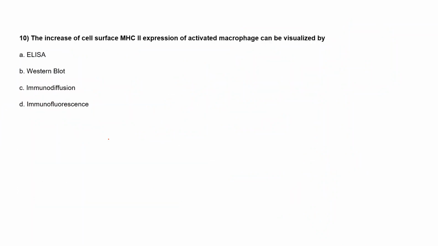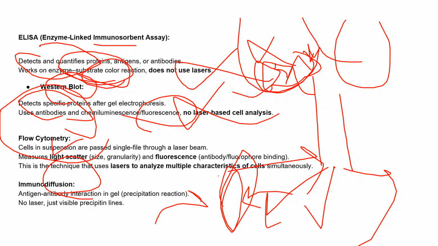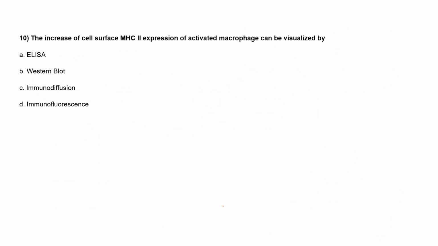And the last one is immunodiffusion. In the previous slide we showed that it's done in a gel, right? We don't need any lasers. It's in the gels and they just move towards each other, and there will be a precipitin line or band line which we use to decide whether there is an interaction between the antigen and antibody.